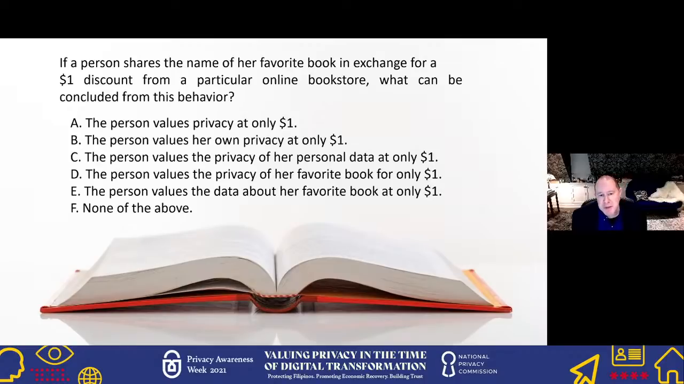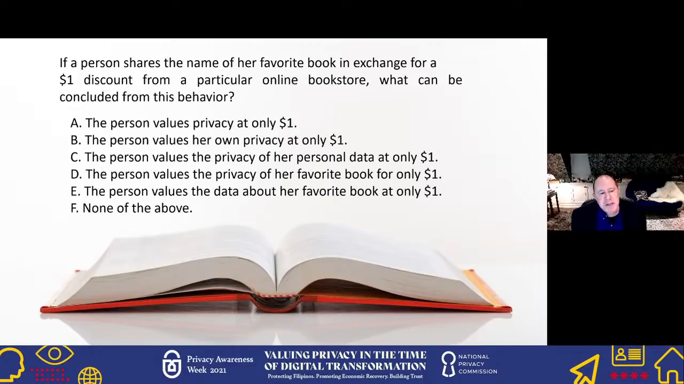This person might think that the book is not a big deal. In fact, maybe they wrote about their favorite book on a blog post or in public. So they don't really care. That's not anything they care about protecting. That doesn't mean they don't value privacy. They might say, well, I still value other things about me that I don't want to be known. So all you can conclude here is something about my book, right?